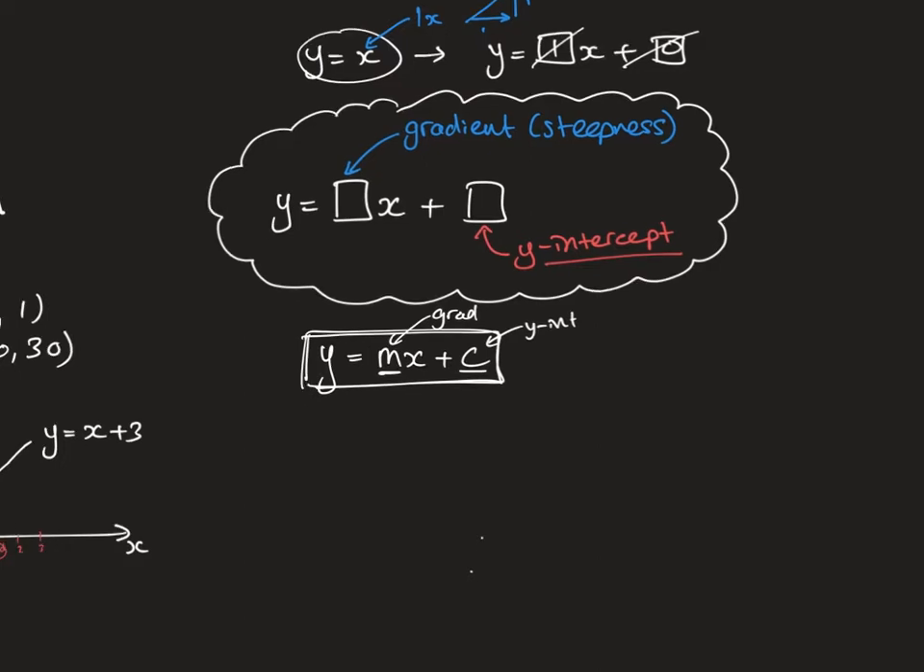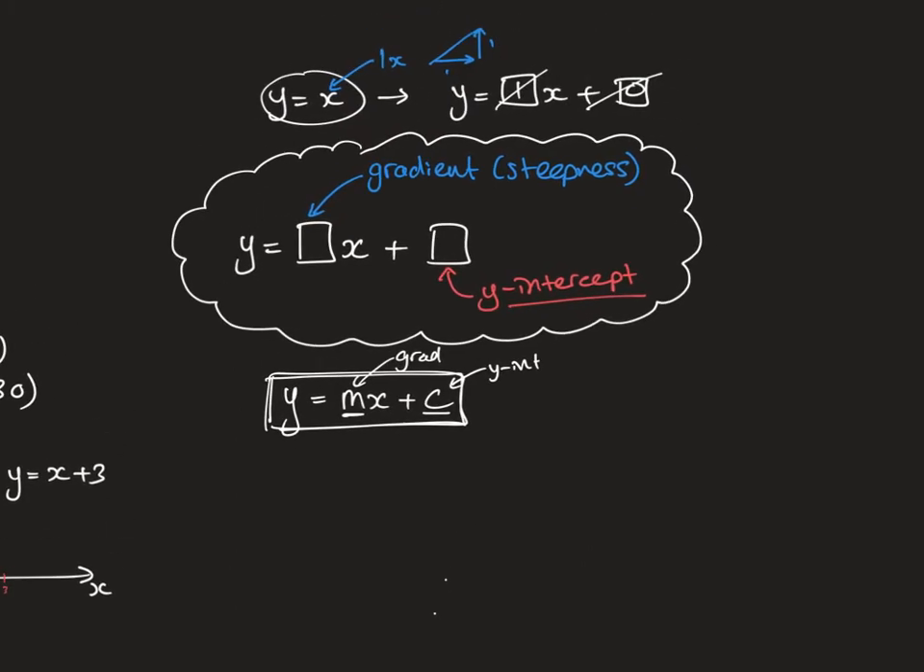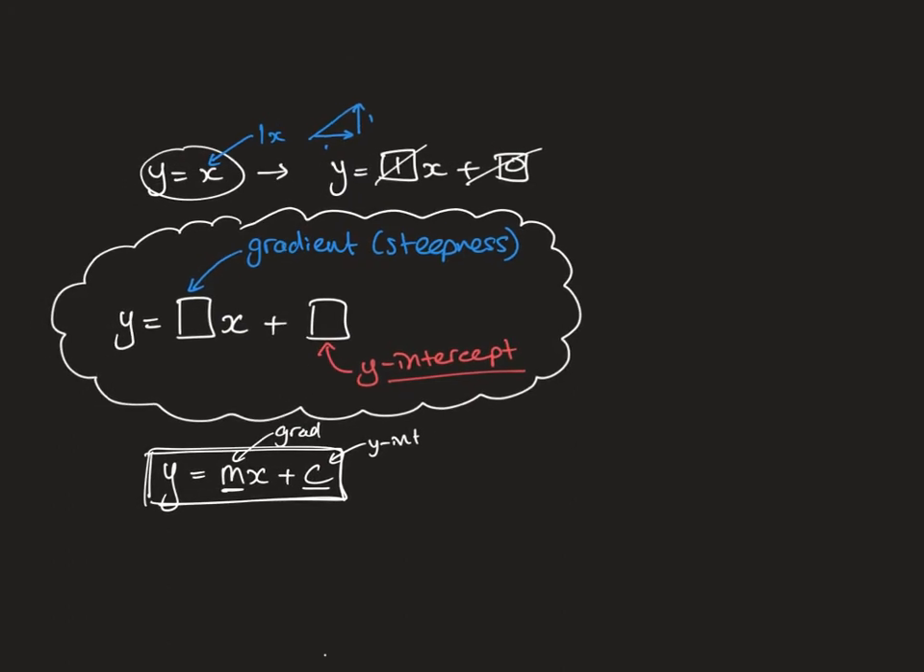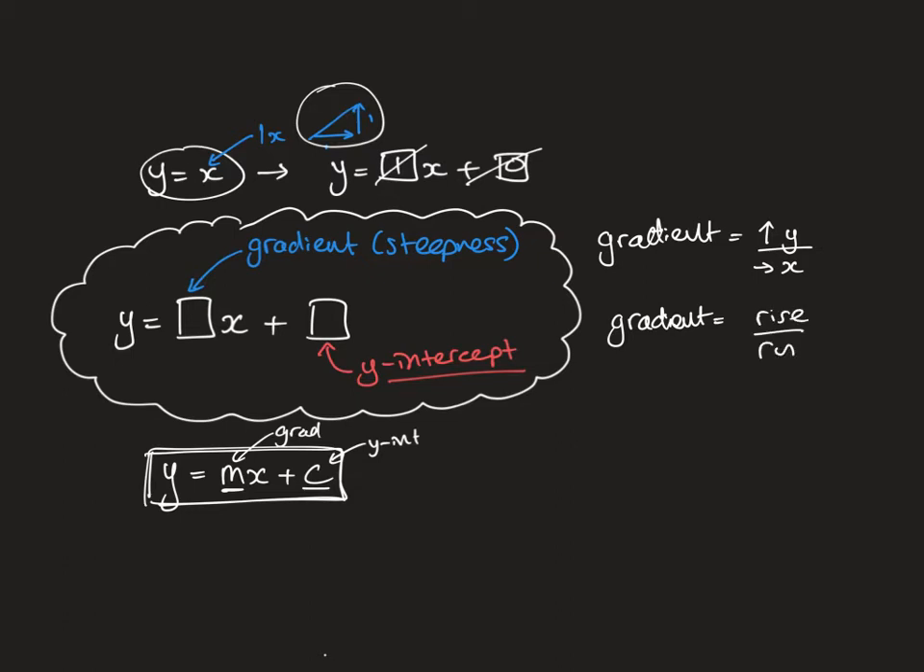Now, before we look at some examples, I just want to explain how you can find your gradient or your steepness. I've alluded to it up here, but essentially your gradient or steepness will be your change in y divided by your change in x here. Very often you'll see this written as gradient is equal to rise over run.